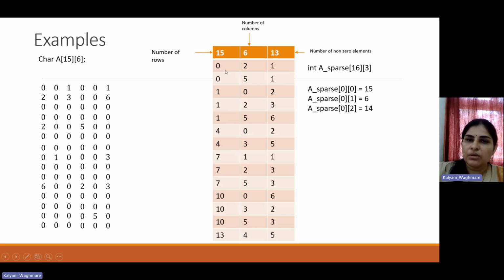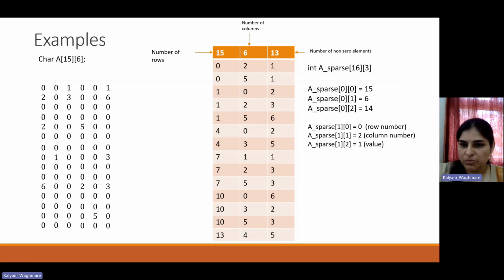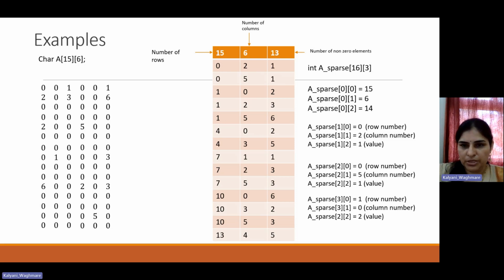In the 0th column, I am storing the row number. In the first column, I am storing the column number. And in the second column, I am storing the non-zero value. This way we are representing our sparse matrix. Here you can see one by one entry, as 13 non-zero terms are present. So 13 rows represent those 13 values, and the 0th row stores the information about the original matrix, its order, as well as how many non-zero terms are there.